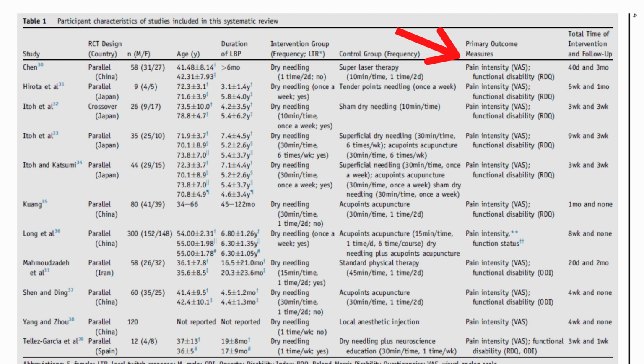VAS stands for visual analog scale, which is just one of those things where someone marks on a scale of 1 to 10 how sore they are. And RDQ is just one of those questionnaires where they ask how the condition affects them in daily life. Now, the scientists managed to find trigger points before they did the needling, but very conveniently don't check whether they're still there afterwards. Instead, they just use a scientific method of asking patients if they feel better.